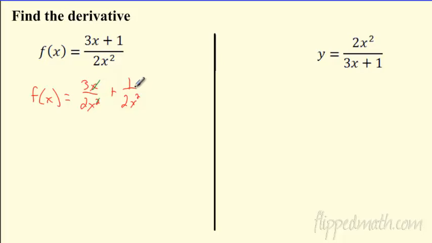Once you have it split up, things will start to cancel, I hope. That cancels out one of those. Nothing really over here. I'm going to rewrite it one more time. So it's really 3 halves x to the negative 1. Remember, we don't want that in the denominator. Plus 1 half x to the negative 2. Now I am ready to differentiate.